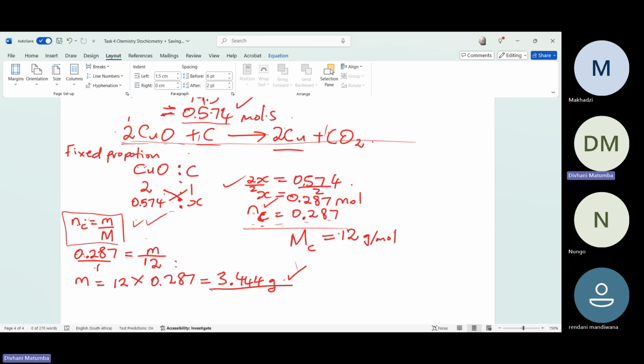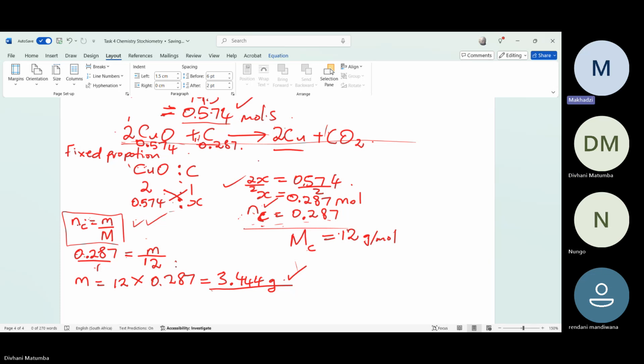The law of fixed proportion says that each and every time copper oxide reacts with carbon, it will react in a ratio of 2:1. That's the law of fixed proportion. You agree with that? Yes, sir. Okay, so we are very lucky that we have calculated the number of moles of copper oxide, which turned out to be 0.574. And then when we calculated the number of moles of carbon, it turned out to be 0.287.